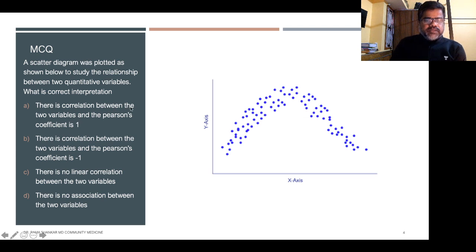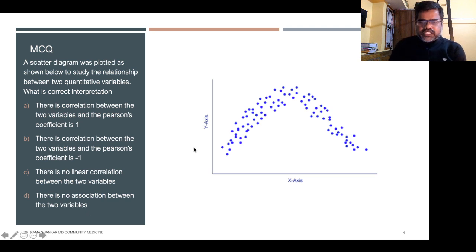There is a correlation between the two variables and the Pearson coefficient is 1. That is the first option. Second, there is a correlation between two variables and the Pearson coefficient is minus 1. Third, there is no linear correlation between the two variables and there is no association between the two variables. So what will be the answer?